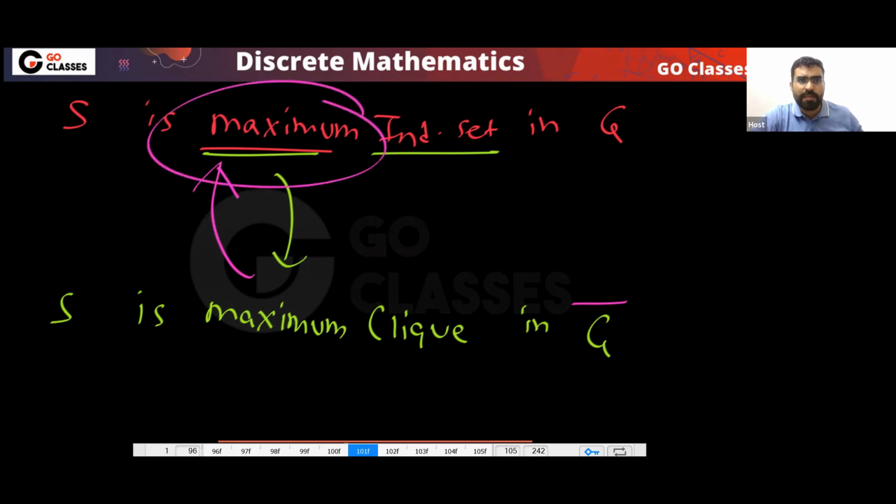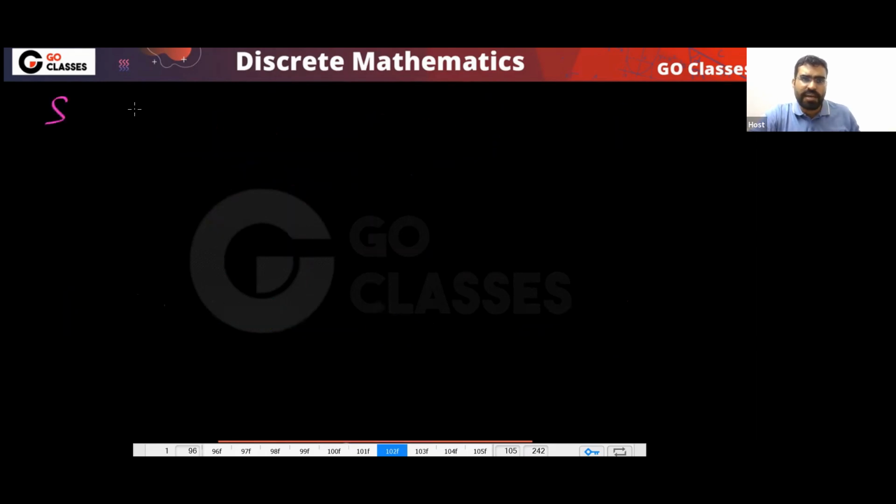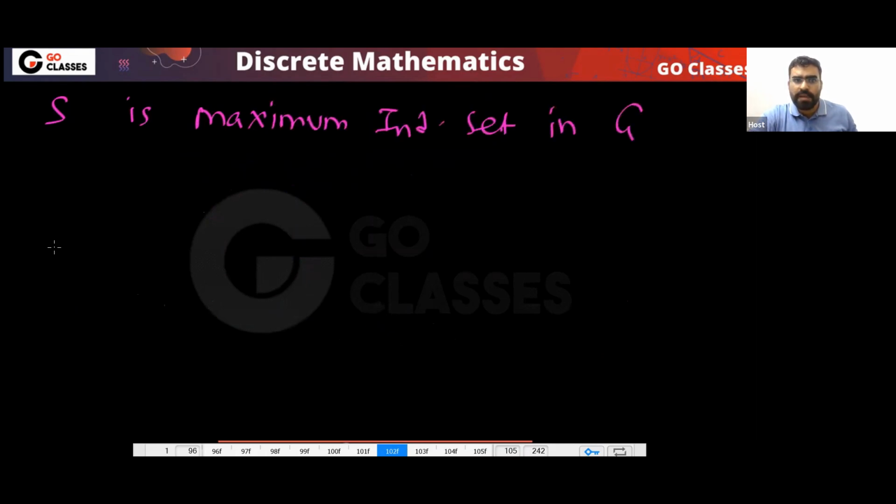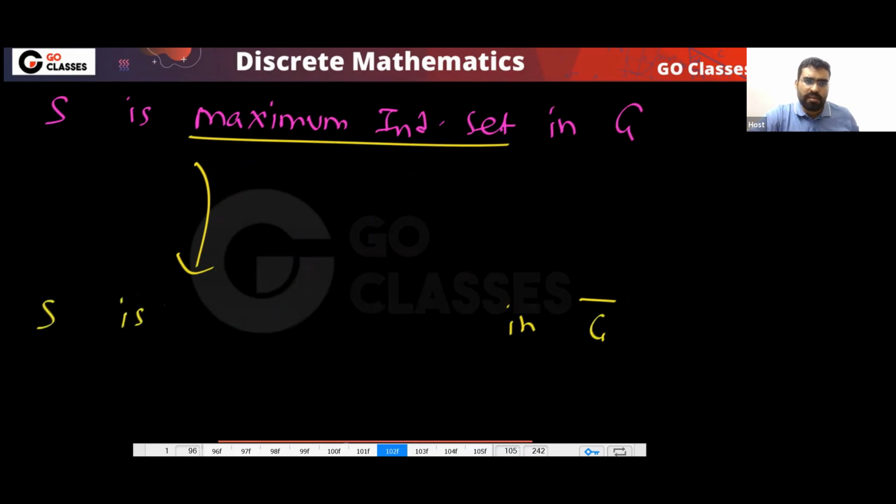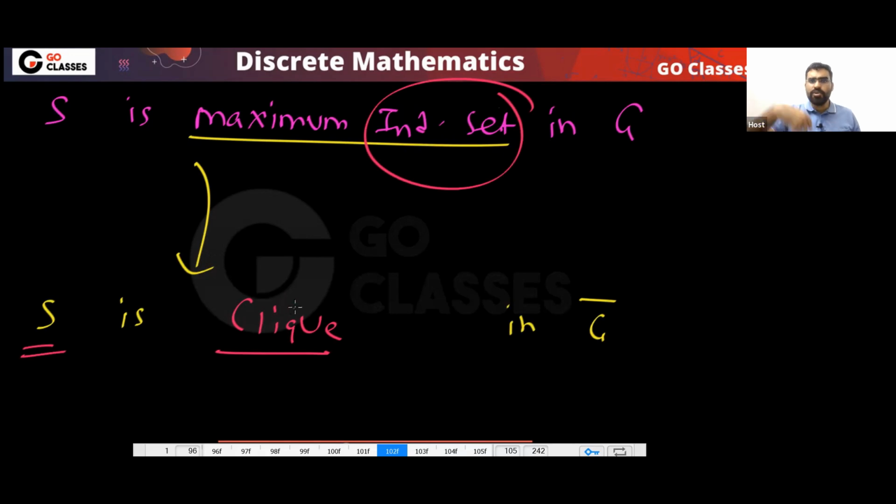Because if you have a maximum independent set, it will become a clique, but how can you guarantee it will be maximum? If S is a maximum independent set in G, because it is an independent set, S will become a clique in G complement. You already know that. But how can you guarantee that it will be the maximum clique?